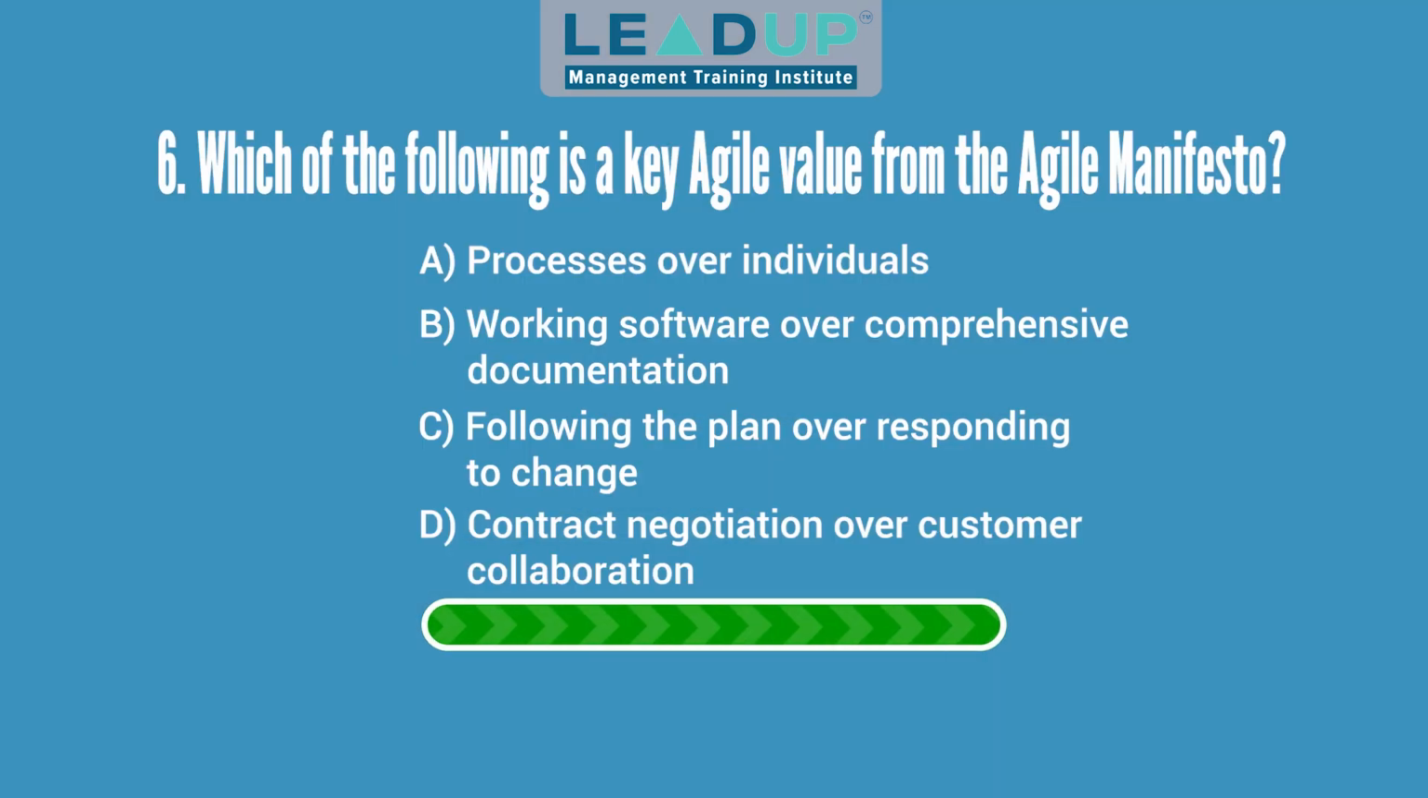Question 6. Which of the following is a key Agile value from the Agile Manifesto? A. Processes over individuals. B. Working software over comprehensive documentation. C. Following the plan over responding to change. And D. Contract negotiation over customer collaboration. Answer: working software over comprehensive documentation.